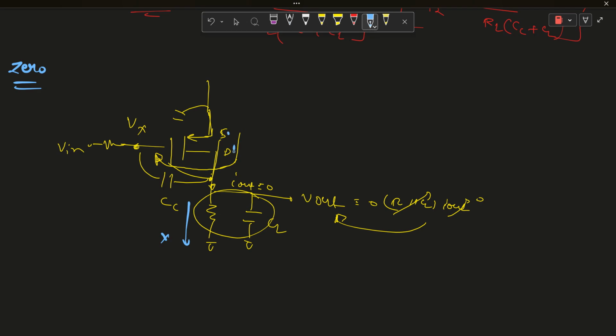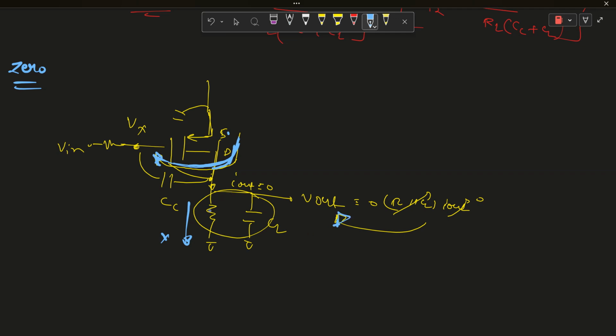All the current flowing from source to drain follows this path. If all the current flowing from source to drain goes to this path, then no current flows through this impedance. So our I out is zero, and we can say V out is zero.